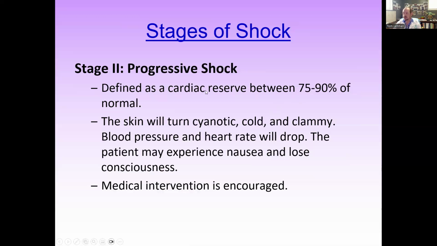Now, when a person's in progressive shock, we're going to severely cut off blood flow to the outer extremities. The skin will turn cold, clammy, and blue. We're not pushing good blood out there because we're storing it in the center. Blood pressure and heart rate will drop to try and conserve energy. We don't want to run out of energy for the heart and for the smooth muscle around the blood vessels, so we're going to do what we can to try and maintain good perfusion of the vital organs. The patient may experience nausea and lose consciousness. That's lack of oxygen to the brain, and so we're trying to keep the brain alive, but it's not at an optimum level.